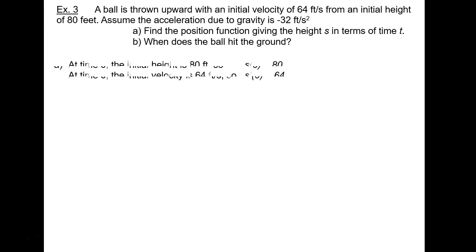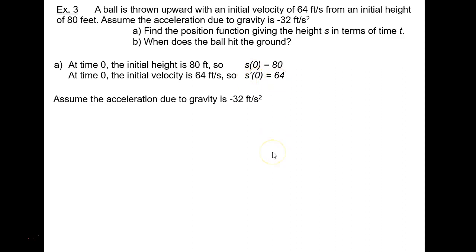Let's first of all write down what they told us. They told us that at time t equals 0, the initial height was 80. So the position, I'm using s because that's what they asked me to use for the height, s of 0 equals 80. That's like an initial condition. They also told me the initial velocity, so that means at time t equals 0, the velocity was 64 feet per second. So if s is position, s prime at 0 is 64.